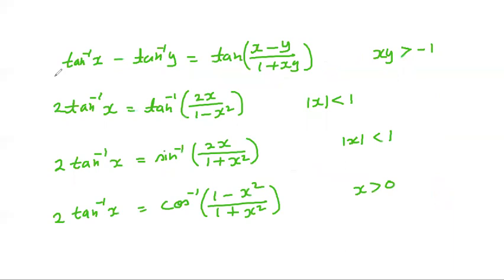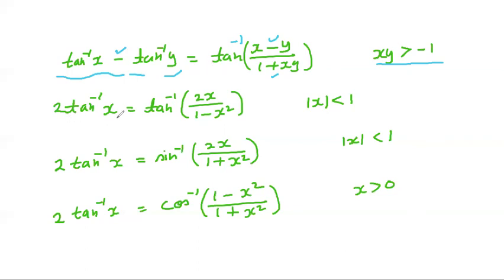Now, tan inverse x minus tan inverse y. If the minus sign is there and we want to combine these two functions, it will come out as tan inverse of x minus y upon 1 plus xy. The condition is that xy must be greater than minus 1. If xy is less than minus 1, then we have another condition also, but that is not in your class 12th course.